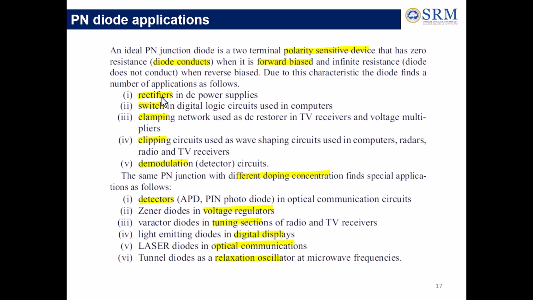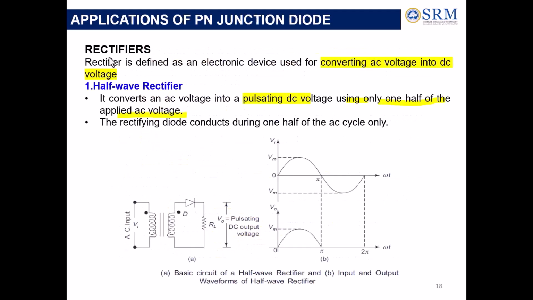One is the rectifiers as well as clipping circuits. Okay, first let us learn what is a rectifier. A rectifier is an electronic device used for converting AC voltage to DC voltage. So there are three types here. One is the half wave rectifier.